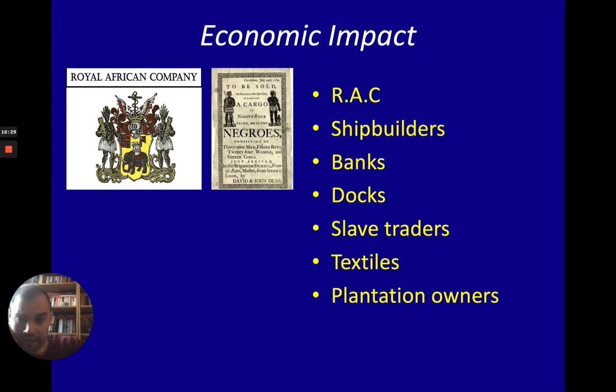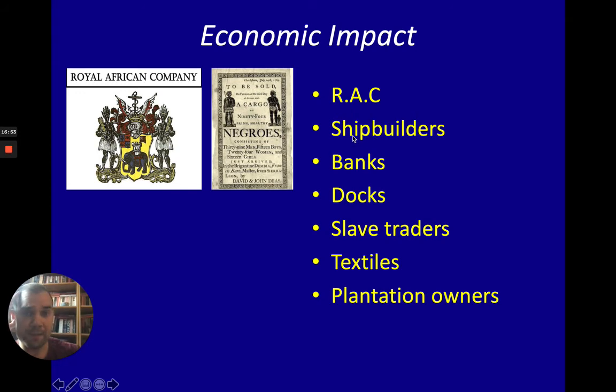Now, the slave trade had an enormous impact on Britain. I'm going to divide it up into economic, social and political impacts. The economic impact is the most important one. The first thing was that you had huge companies that made enormous amounts of money. For example, the Royal African Company, established by the King of England at the time, Charles II, made huge profits from enslaved Africans being sold into the New World.